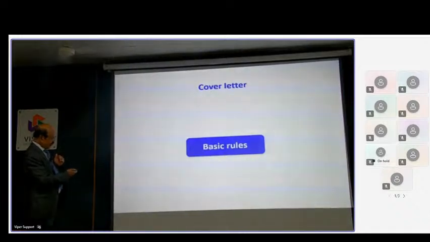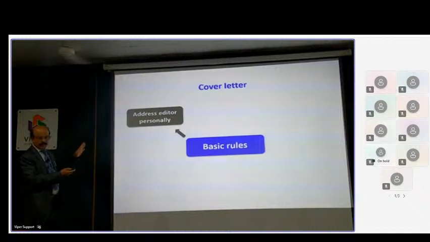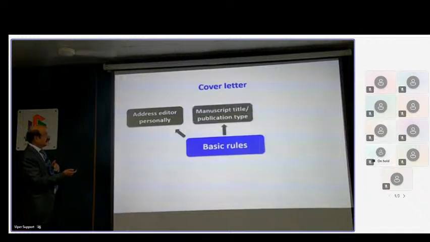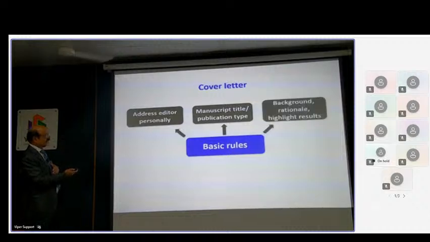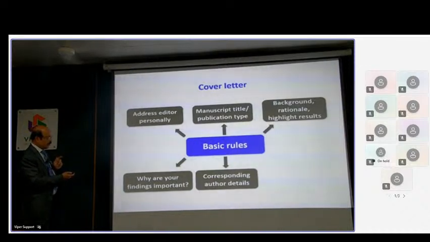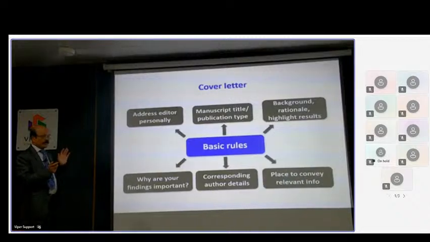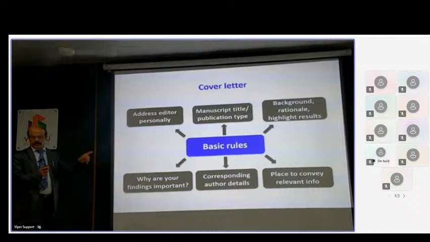And the basic rules in writing a cover letter: address the editor personally, and I will be showing a model letter. The manuscript title should be there in that letter. You should give a background rationale, highlighting the results and why your findings are important, and also the corresponding author details, where they should send information to you, a place to convey relevant information. All these things should be present in your cover letter, and a subject heading should be there.